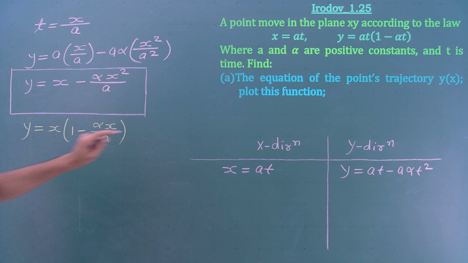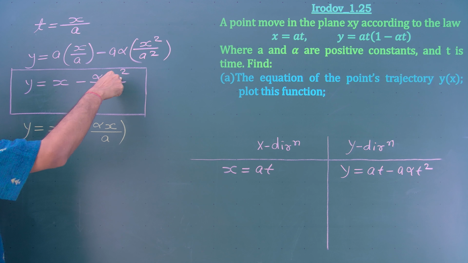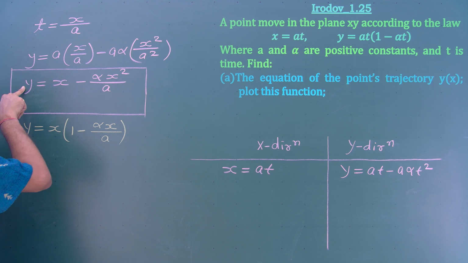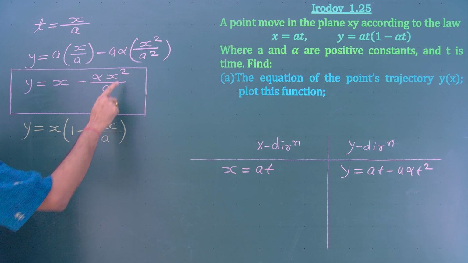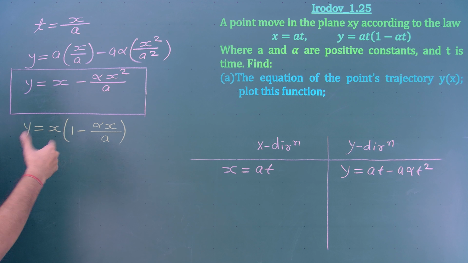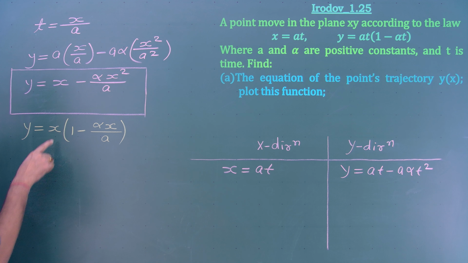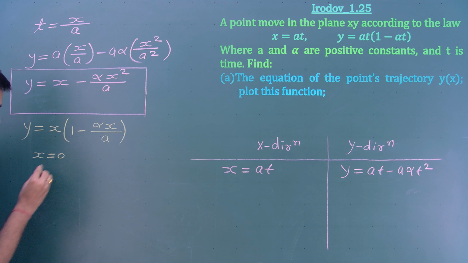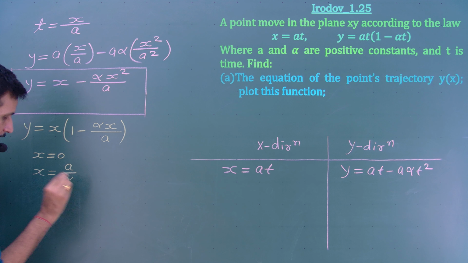The second part is to plot this function. The highest power of x is 2 and the highest power of y is 1. So this equation represents a parabola, and the highest power has a negative coefficient, so this must be an inverted parabola. What are the roots of this equation? One root is x equal to 0 and the other root is x equal to a by alpha.